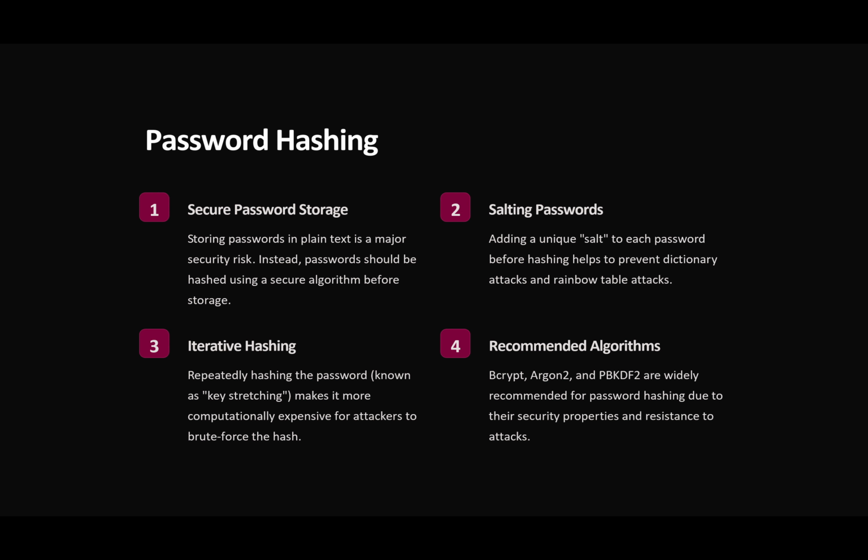So now let's ensure the security of our user passwords with password hashing. Storing passwords in plain text is a big no. Instead, passwords should be hashed using secure algorithms like bcrypt, argon2, or PBKDF2 before storage. Adding a unique salt to each password before hashing helps prevent dictionary and rainbow table attacks, while iterative hashing makes brute forcing the hash more computationally expensive for attackers. ASP.NET Core Identity provides a secure and scalable password hasher, which uses the PBKDF2 algorithm by default, making it difficult for attackers to brute force passwords.